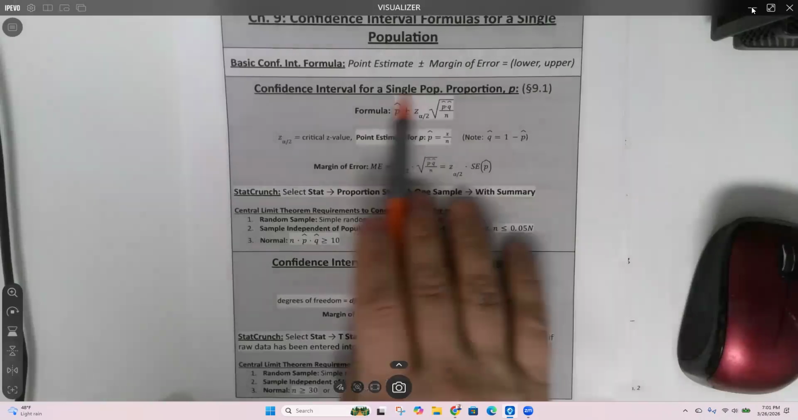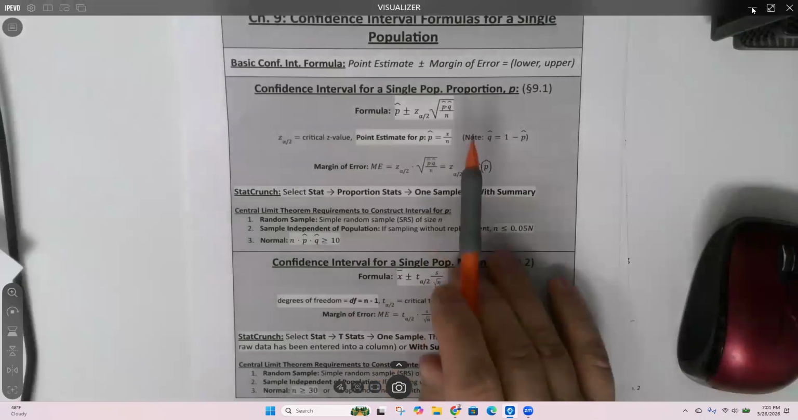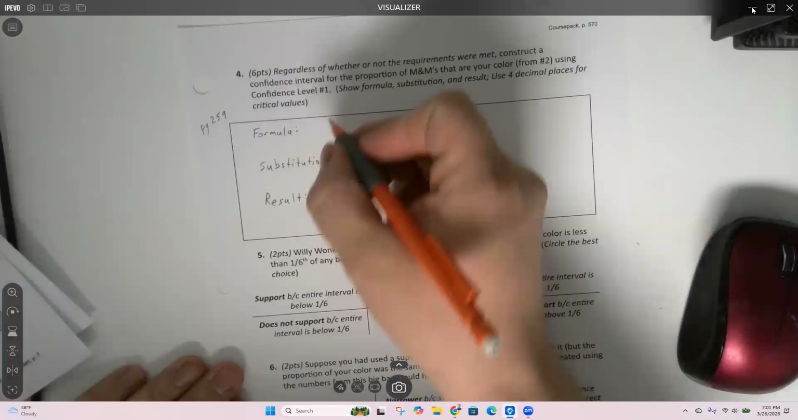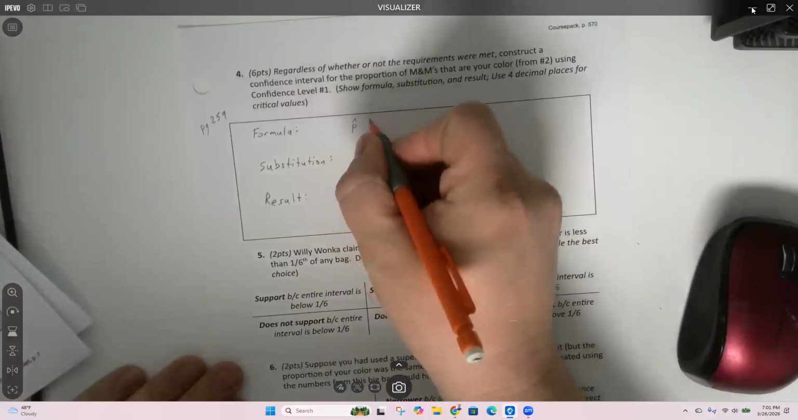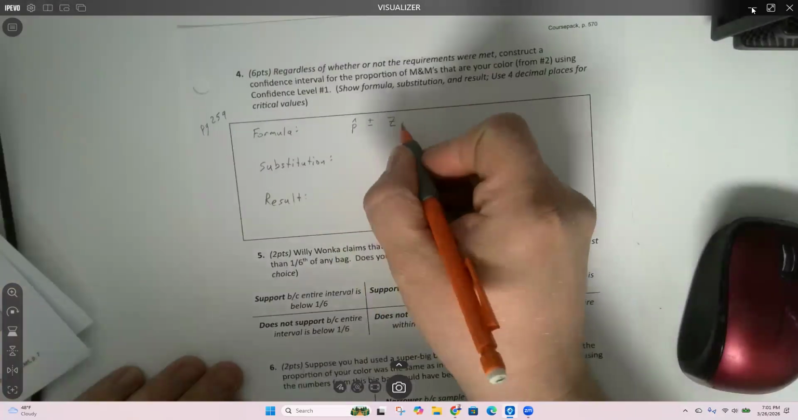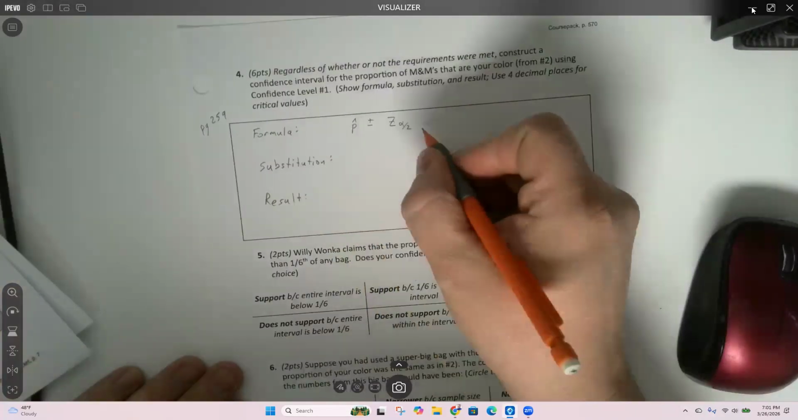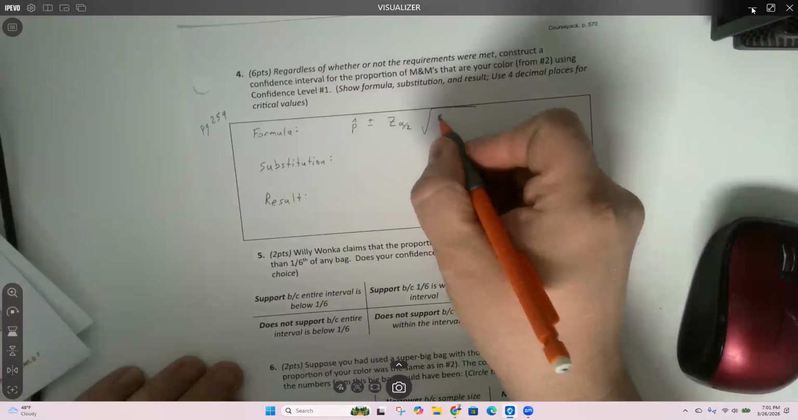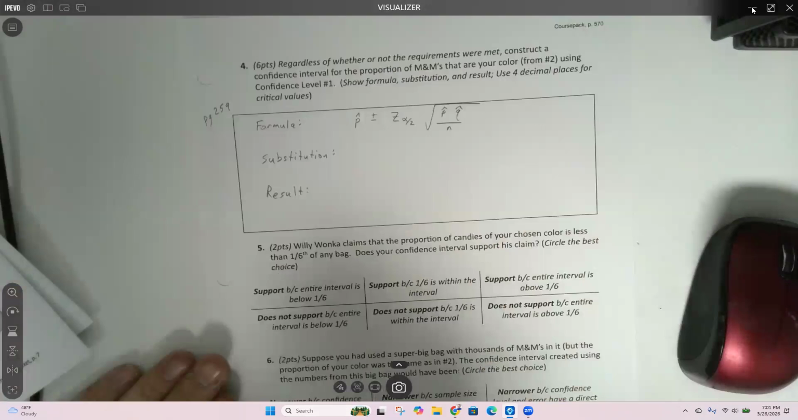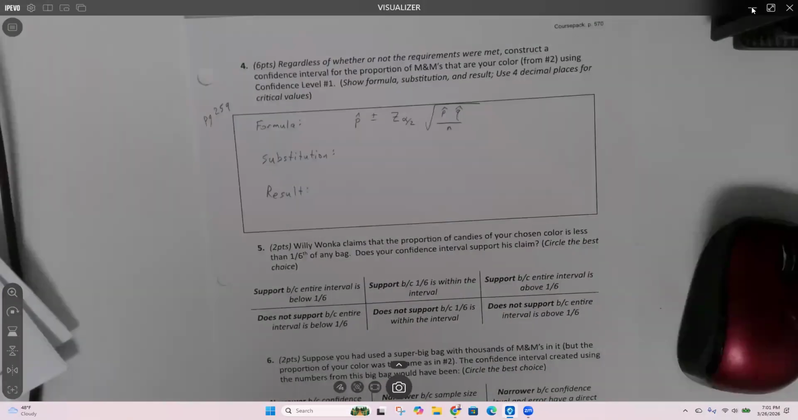So anyway, this is the formula I'm going to write down on page 570. So p hat plus or minus z alpha over 2 times the big square root of p hat q hat over n. That's my formula, okay?